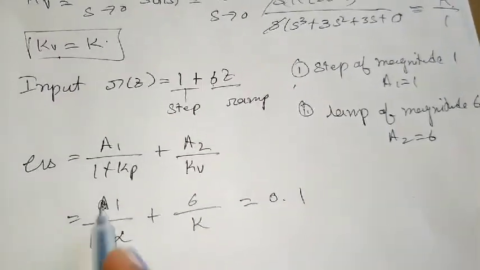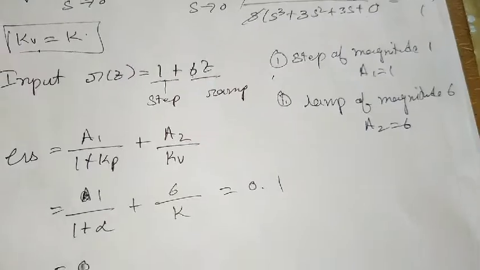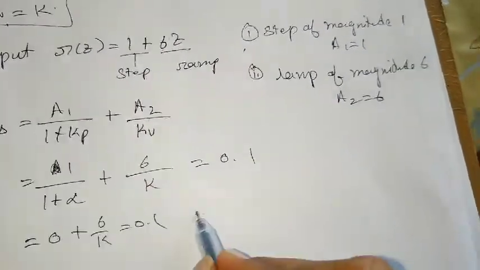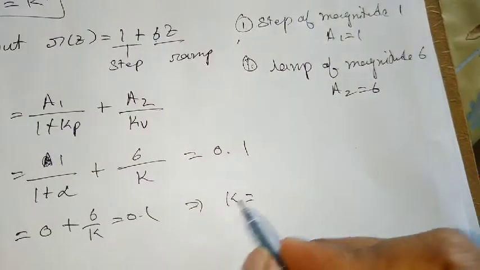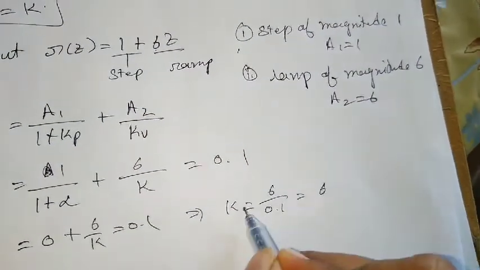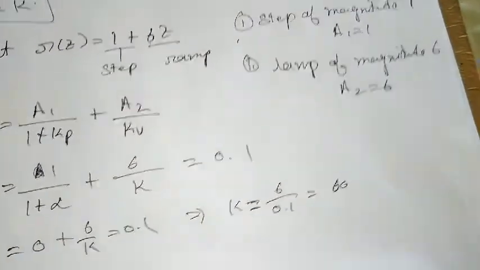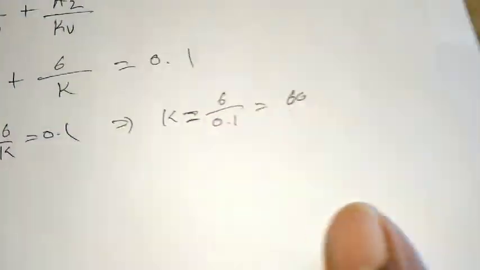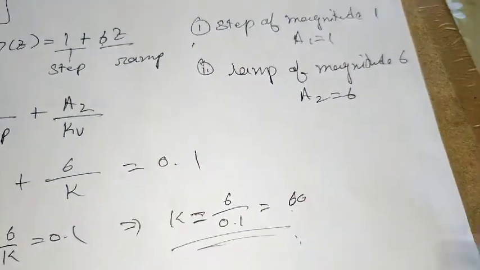So this is equals to 1 by infinity will be 0 plus 6 by K is equals to 0.1. From this K equals to 6 by 0.1 which is 60. So K value is 60 for this problem. This is the answer.